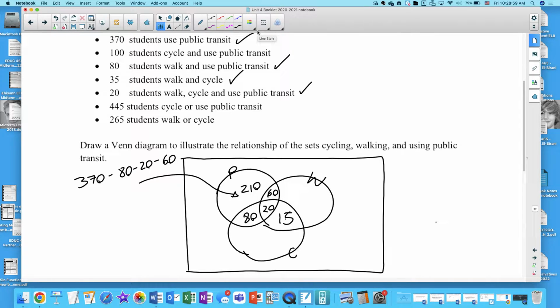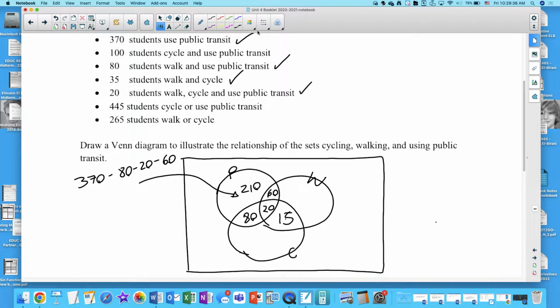Okay? Anything else that we can fill out? 445 students cycle or use public transit. Could we use that clue? Yeah, okay. What about the next clue? 265 students walk or cycle. Could we use that clue? We could. 265 students walk or cycle. What 2 bubbles does that represent?